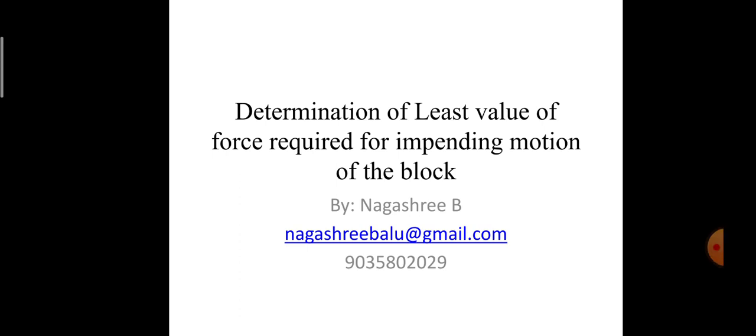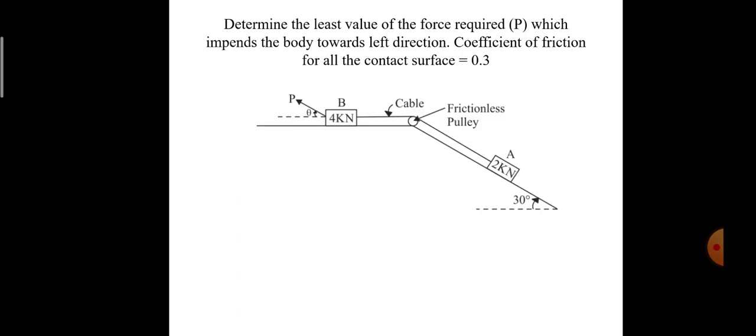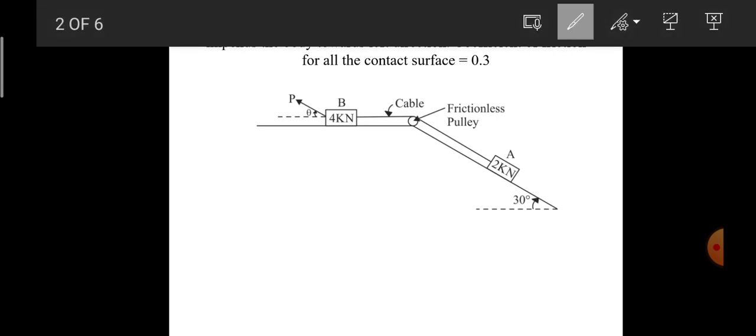So today I'll discuss how to determine the least value of force which is required for impeding the motion of the block. So I have a numerical here, wherein I have two blocks, block A and block B. Block A has a self weight of 2 kilonewton and block B has a self weight of 4 kilonewton. Block A is on the inclined surface and block B is placed on the horizontal surface.